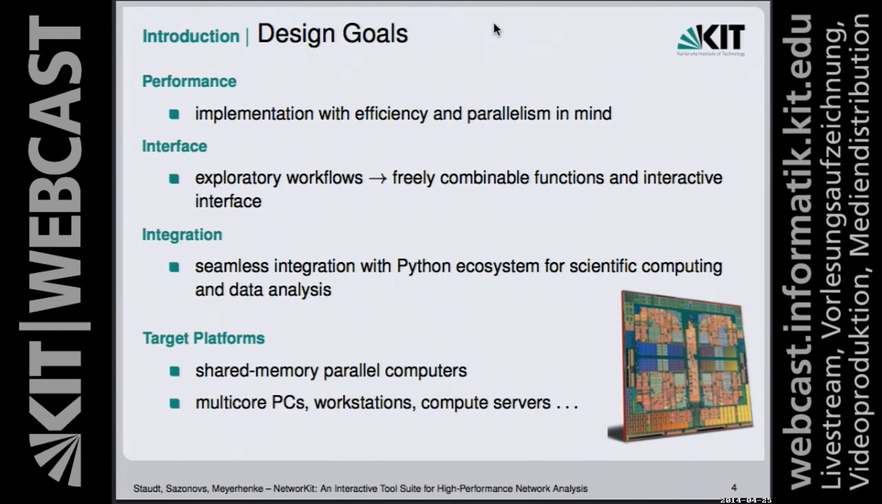The platforms we would like to target are general parallel computers, shared memory parallel computers. This could mean a laptop, a multi-core PC, a multi-core workstation, or a larger parallel compute server. So we're basically restricted by the main memory, but you certainly don't need a specialized supercomputer to run this.